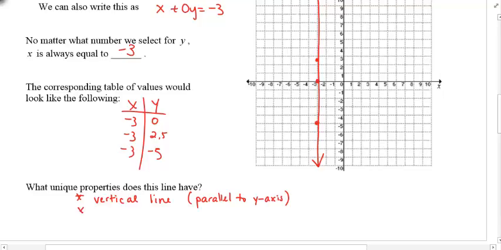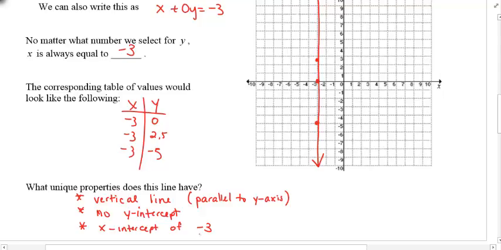Does it have a y-intercept? Does it cross the y-axis here? No. It's parallel to it, so no y-intercept. But because this is an x-equals equation, I think there's an x-intercept. Yeah, there's an x-intercept. What value? Negative 3. Cool.